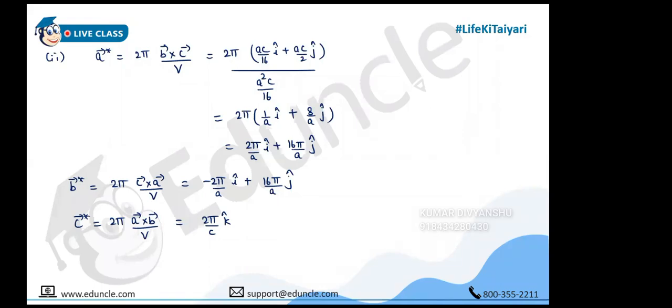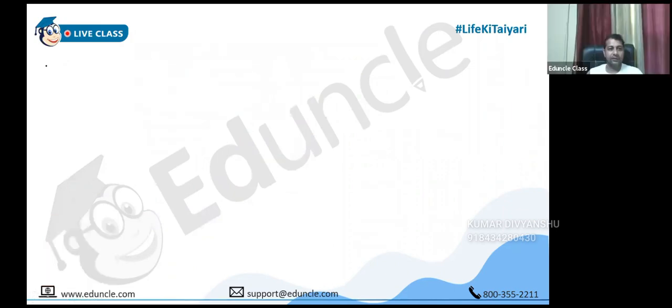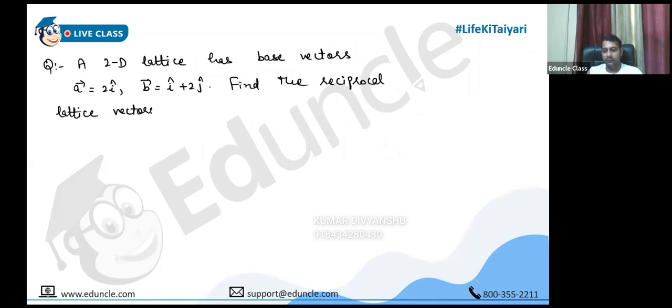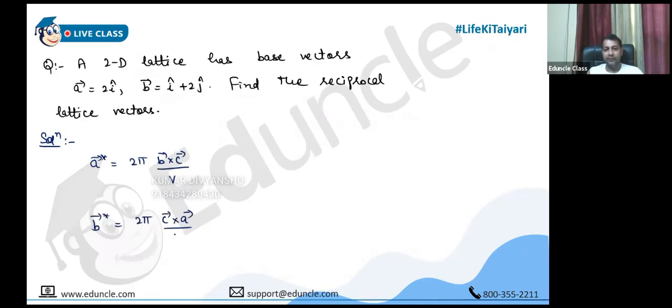Another one. Now about 2D. How will you find A star and B star? Because 2D means the reciprocal lattice is also going to be 2D, and it means you need to find A star and B star. But if you look at the formula for both, they involve C. But C is missing. So what has to be done? Without C, we cannot calculate these reciprocal lattice vectors. In such a case, we always assume that C is equal to k cap, a unit vector, so that it is associated with the direction only and the magnitude is unity. Okay. So now you can calculate A star and B star.